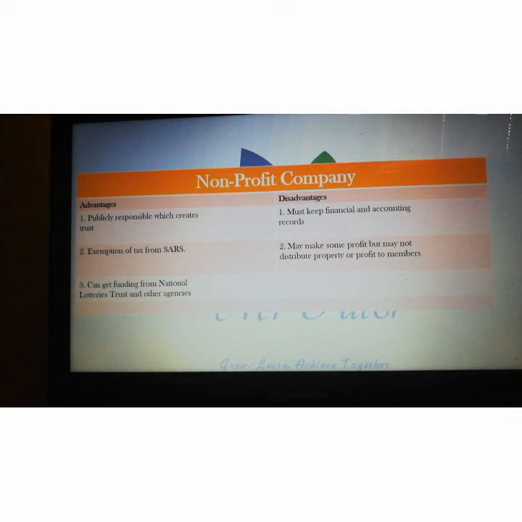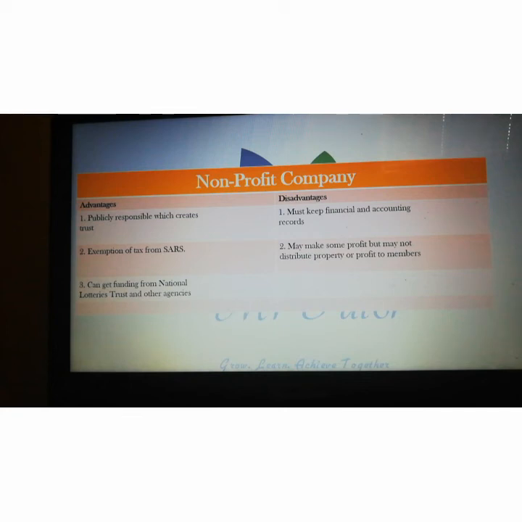Firstly, it is publicly responsible, which creates trust. If you are a company and you are well known for giving out things like food items, it creates trustworthiness, so people say these people are to be trusted in whatever they are doing. You gain that trust from the people you are working with, and from the local community as well.